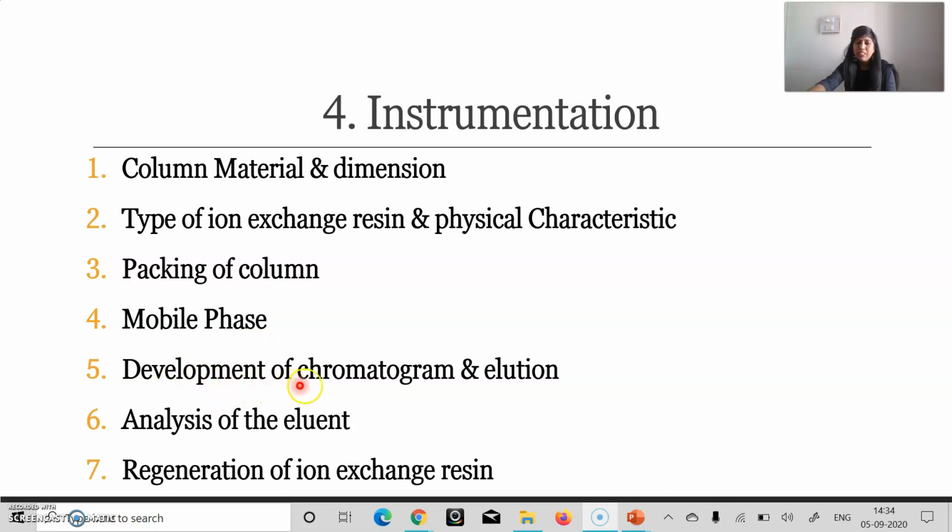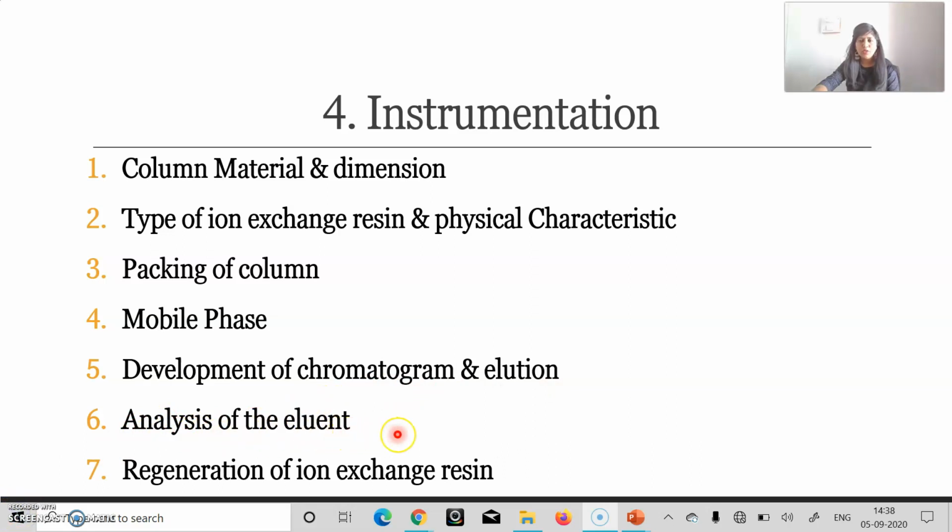Point number five is development of chromatogram and elution. Now, in this point, the chromatogram can be developed by different methods, by different mobile phases, like combinations of various mobile phases. As organic solvents are less useful, only acid, buffer solutions, and acids and alkalis of different strengths are being utilized. And the elution is possible by isocratic technique or by gradient technique. Isocratic means only a single mobile phase is utilized, and gradient means depending upon the requirement, binary or tertiary gradient can also be utilized for the elution.